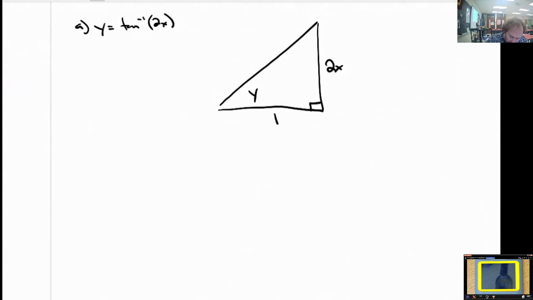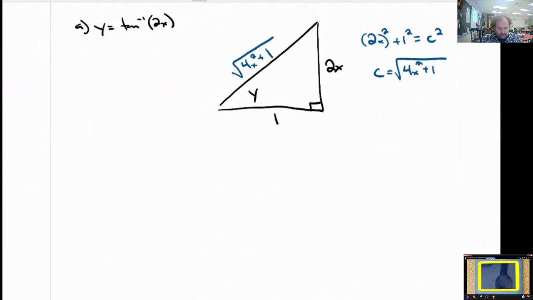Now, of course, the Pythagorean theorem would say that the remaining side is going to be (2x) squared plus 1 squared equals c squared. And so c is going to be the square root of 4x squared plus 1, which I'm going to go ahead and write down right there, 4x squared plus 1. That's the remaining side. Now, if we're going to apply a little bit of derivatives to this, let's think about this like an implicit derivative.